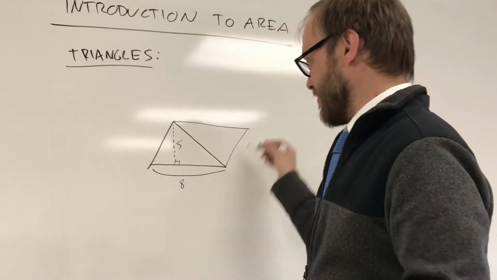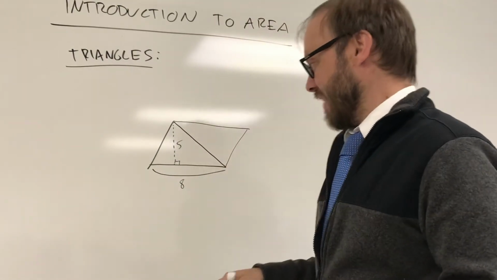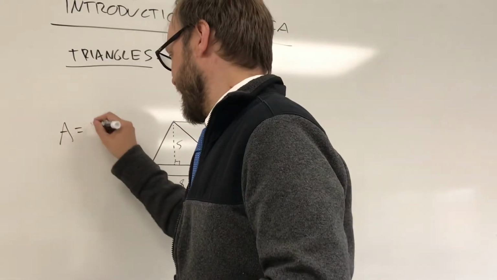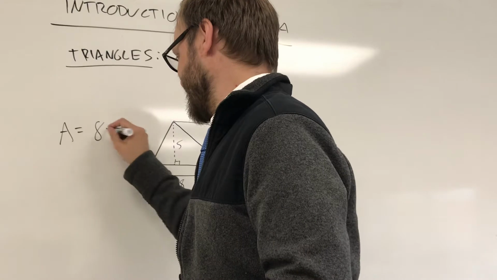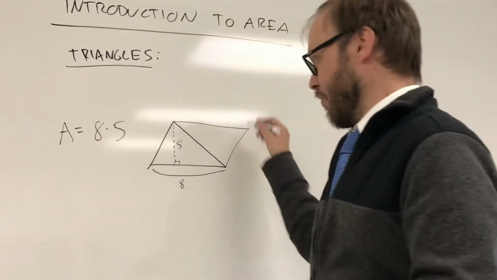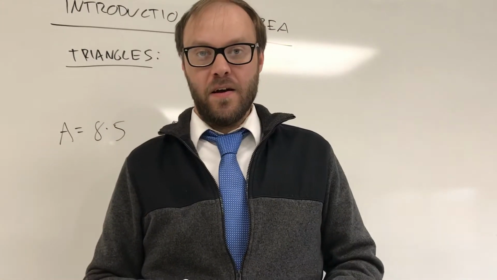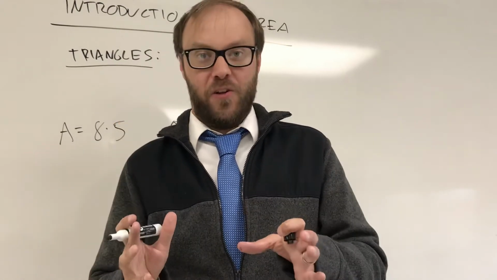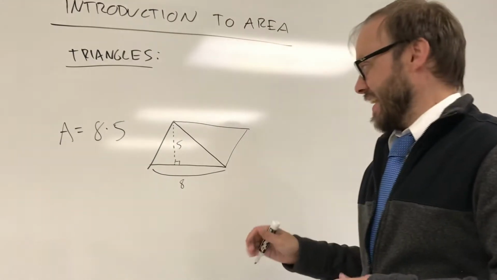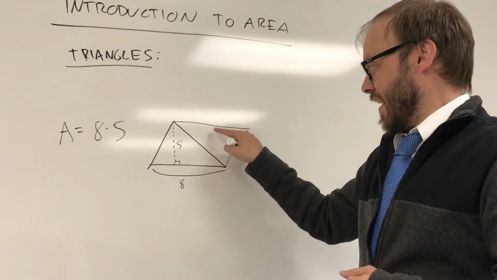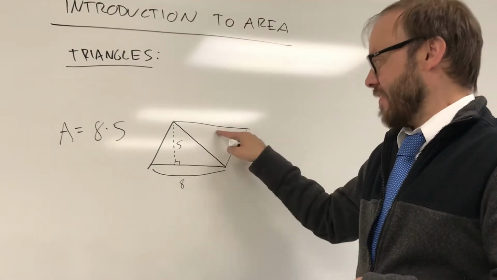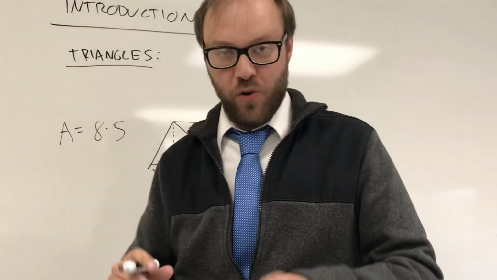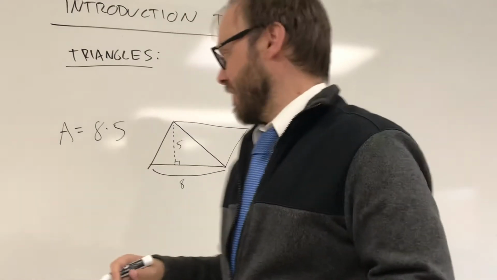Now I can find the area of this parallelogram. All right? The area of that parallelogram is the length of the base times the height. Okay? Base is 8, the height is 5, the area of that whole thing is 40. But I wasn't trying to find the area of a parallelogram. I was trying to find the area of a triangle. And the triangle made up 1/2 of this parallelogram. Okay? And what that tells me is it's going to be half the area of the parallelogram formula.